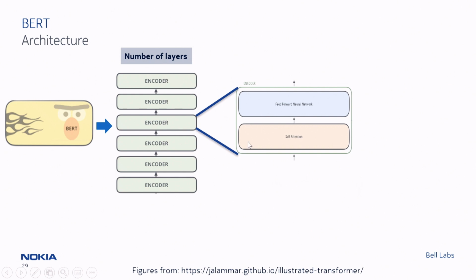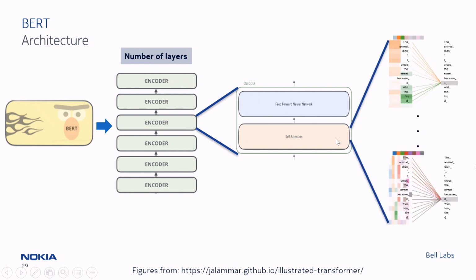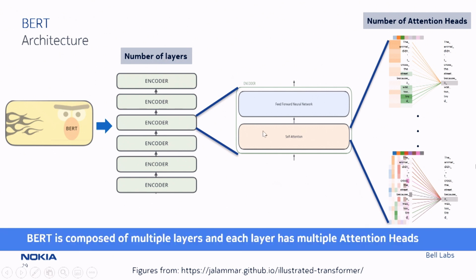Now let's open this encoder box. It's composed of the self-attention and the feed-forward neural network. We are all familiar with the feed-forward neural network, but what is this self-attention layer? Let's open this box. It's composed of multiple attention heads. The second important parameter is the number of attention heads. For example, there are 12 attention heads per layer in BERT base and 16 attention heads per layer in BERT large. So BERT is composed of multiple layers and each layer has multiple attention heads.